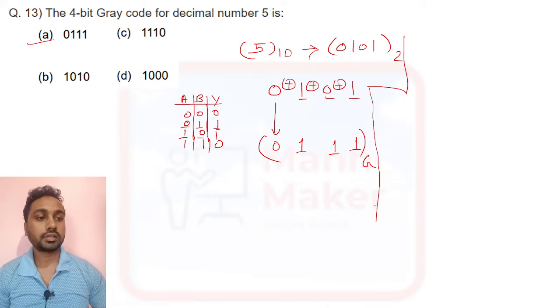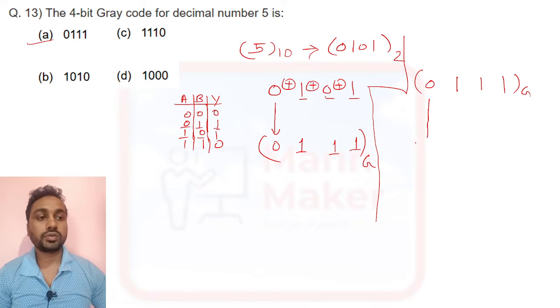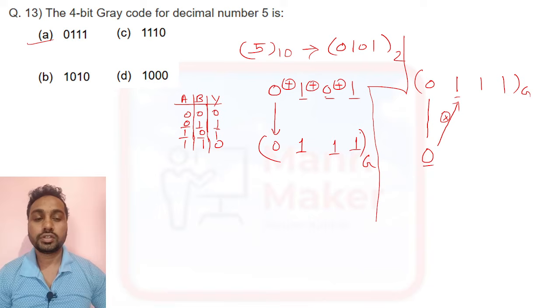Suppose they ask to convert gray code to binary, we have 0111. This is your gray representation. We need to find the binary. So as it is, you need to write the MSB, that is 0. Now we need to apply XOR here also, but we need to apply it like this. This 0 and this 1: 0 XOR 1 is what? 0 XOR 1 is 1.